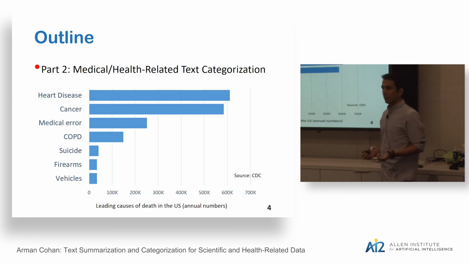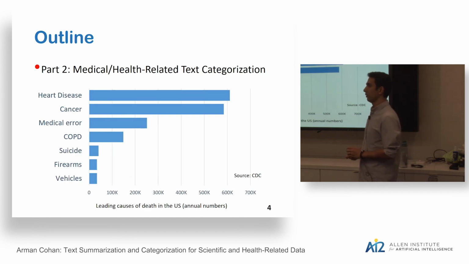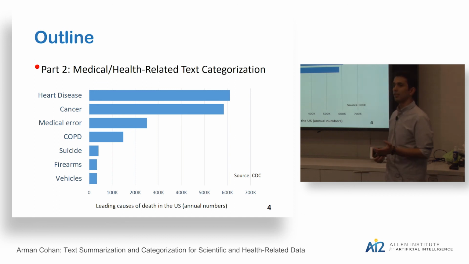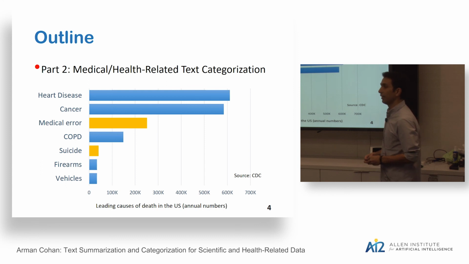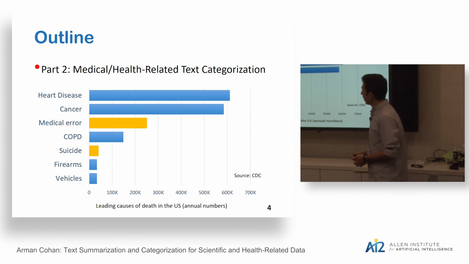In the second part of the talk, I'm going to talk about some of the real-world challenges with direct impact on human lives. This chart shows leading causes of death in the US. There are a variety of reasons, but two of which are medical errors and mental health and suicide. I'm going to talk about some of the works that we did to take a few steps towards addressing some of the challenges in these areas through NLP.